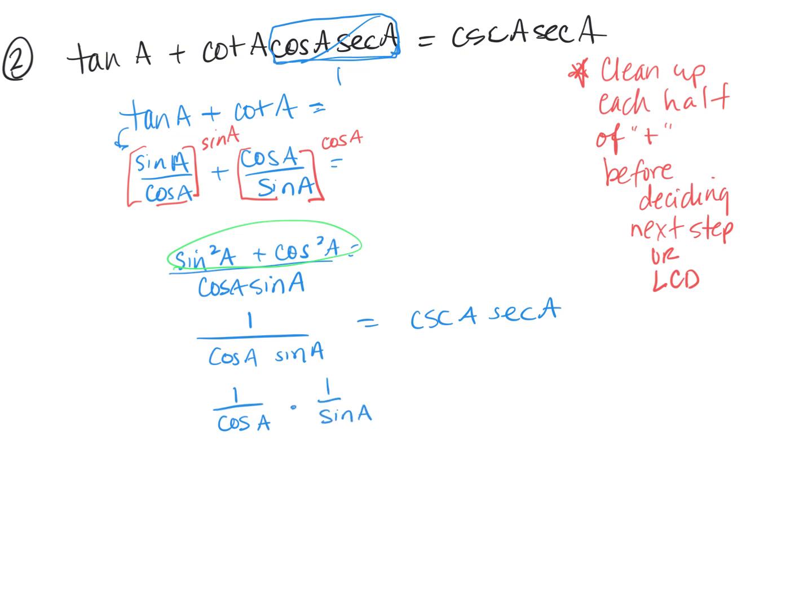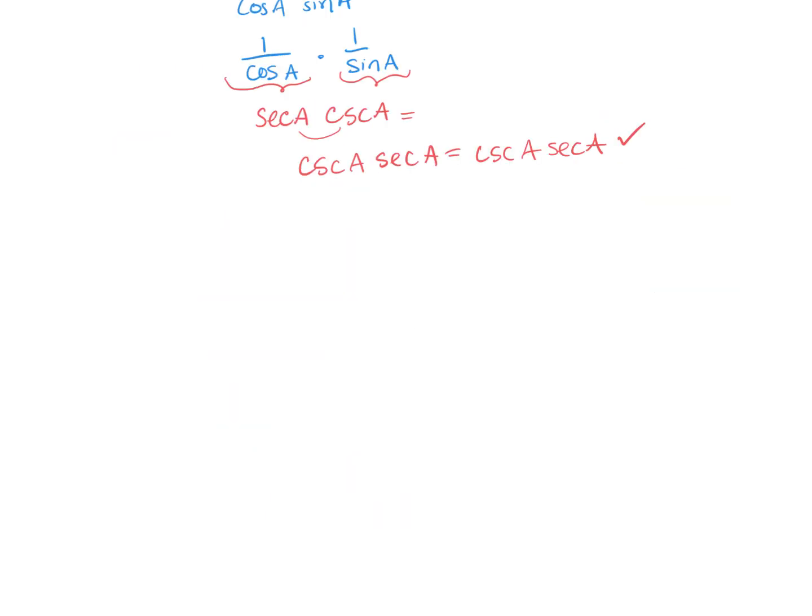Because then I can do some replacements, like this is the secant of A, and this is the cosecant of A. So we're almost there, but we just rearrange it because we can do that with multiplication. 4 times 5 is the same as 5 times 4, so we can just rearrange them. Cosecant of A times the secant of A, and we're done. We finished it. That's it for that one.